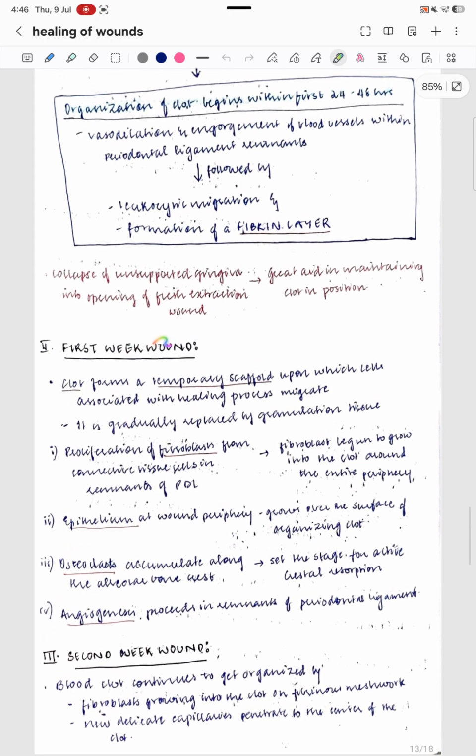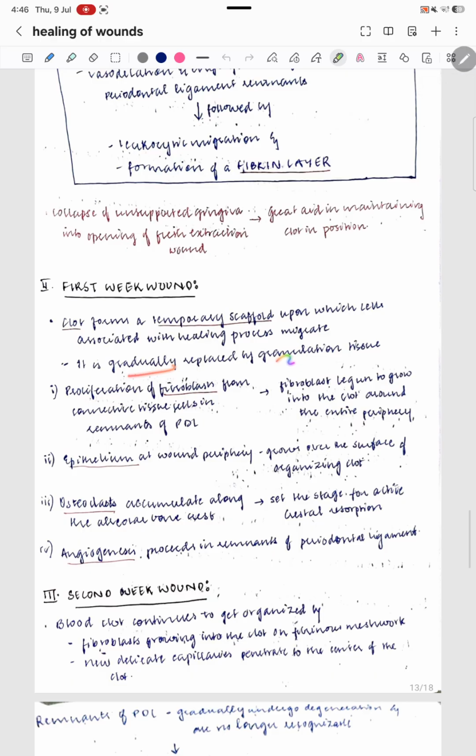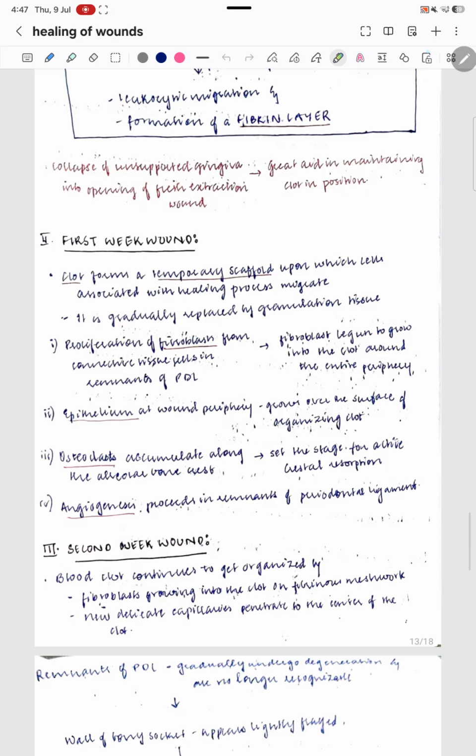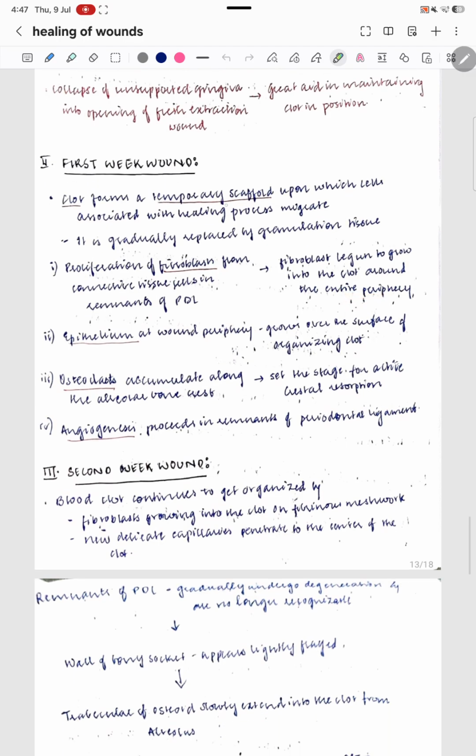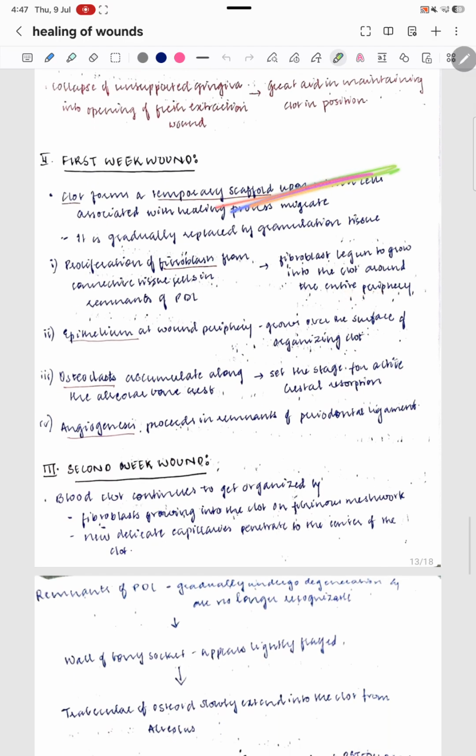It is gradually replaced by granulation tissue. All this is again similar to your primary and secondary healing. Your clot is formed, your fibrin layer is formed, and the fibrin layer is then accompanied by granulation tissue. Then there is proliferation of fibroblasts from the connective tissue cells. These fibroblasts grow into the clot, around the clot and the entire periphery, forming a scar or scaffold.